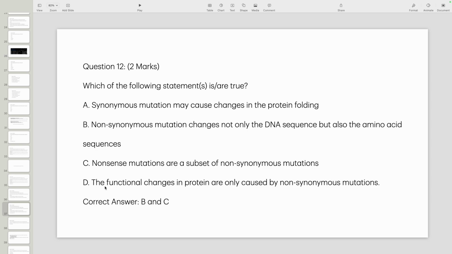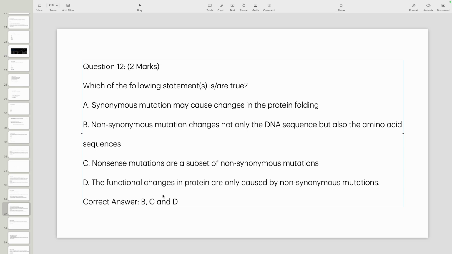For the D option, the functional changes in the protein are only caused by non-synonymous mutation, which is also true. B, C, and D. I'm sorry. B, C, and D are correct.